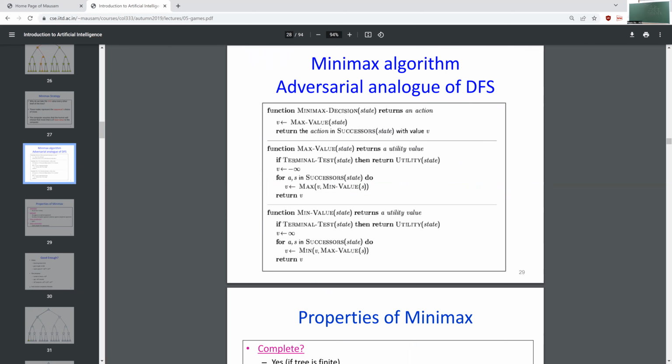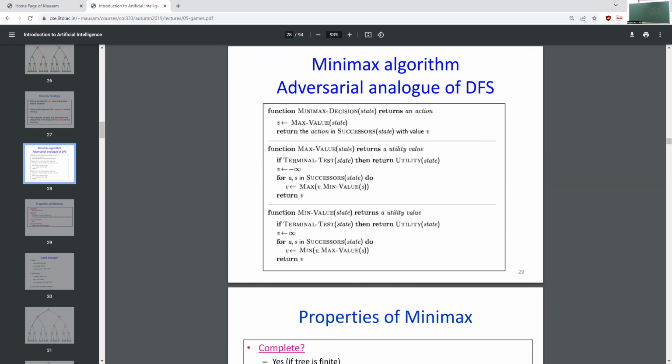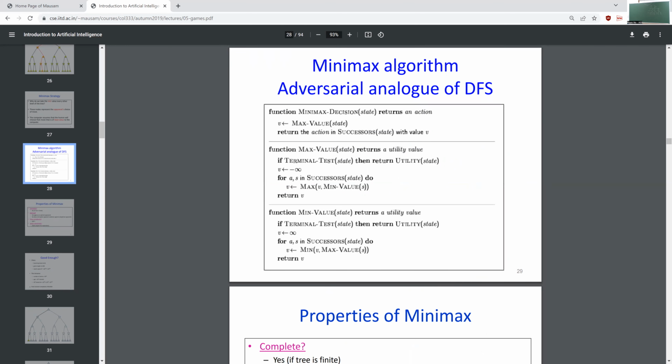Look at the successors, call the min value function, and out of all the min value function results, take the value which is maximum and return it. Now, how do you calculate the minimax value of a min node? In the min value function, you first see whether that min node is a terminal. If so, pass the utility. Otherwise, look at the successors of the min node, and because it's a min node, choose the one which has the minimum value and return that value.